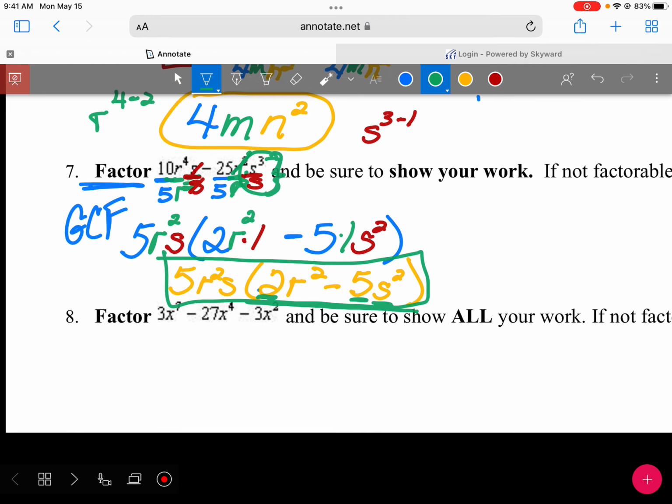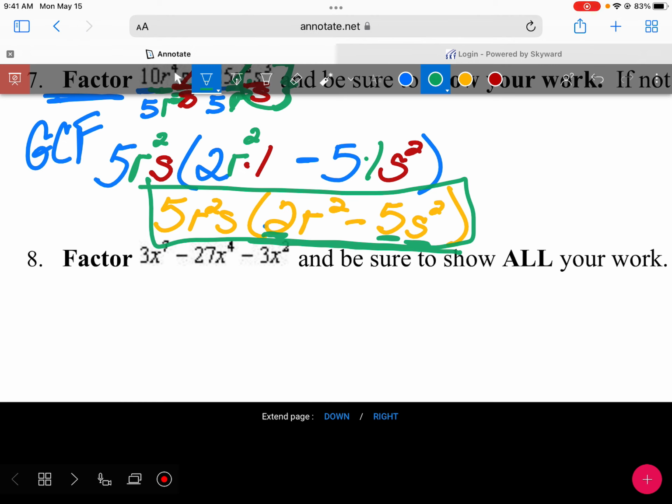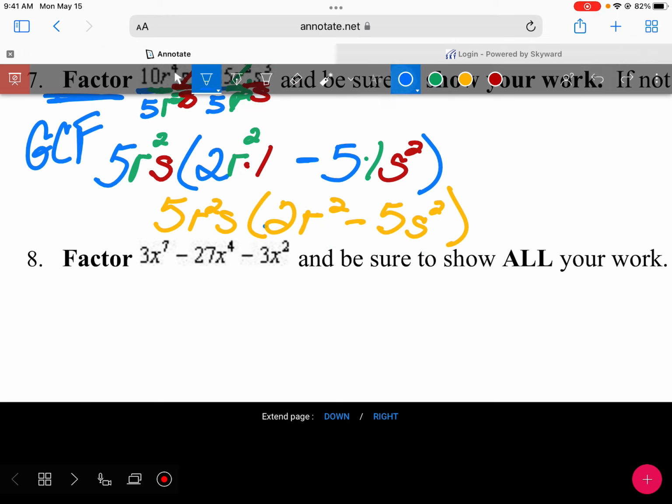All right, looks like we have time for one more. So 3x to the 7th minus 27x to the 4th minus 3x squared. What do I need to do first? It says factor. So what do I do when I'm factoring first? Look for a GCF. Do I have a GCF? Yeah. Let's factor out 3.